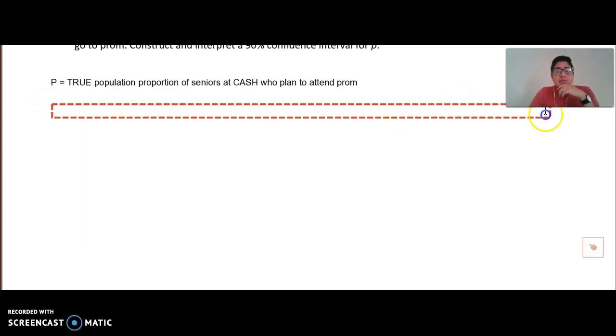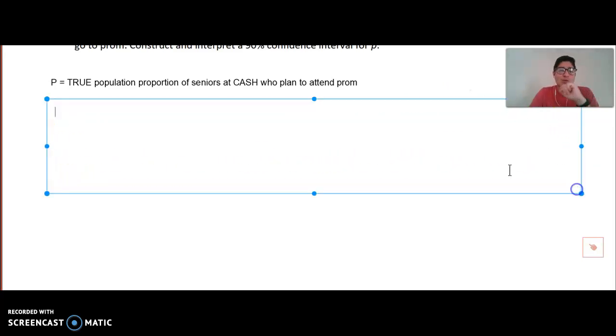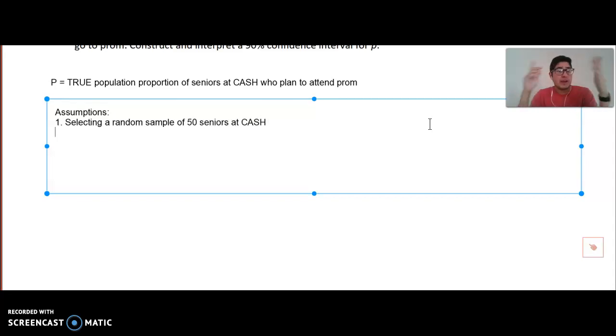So, for my assumptions, remember, they are always significant. Our assumptions here: the first one is that we are selecting a random sample of 50 seniors at Cache. A random sample means we can safely generalize our sample results to the population of interest, aka the 515 seniors at Cache. Next up, we want independence.